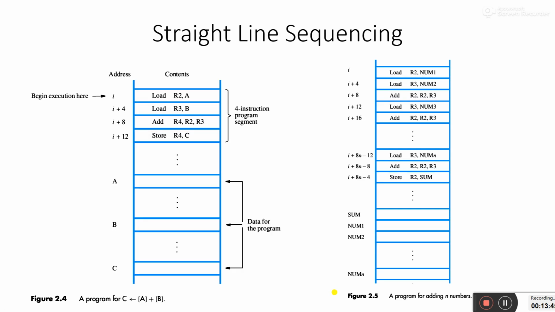Now let's see straight line sequencing. For example, this is my program: load R2 A, load R3 B, add R4 R2 R3, and store R4 C. In this program, the task is to add two operands A and B, and the result will be stored in R4, and then R4 will be stored in memory location C.